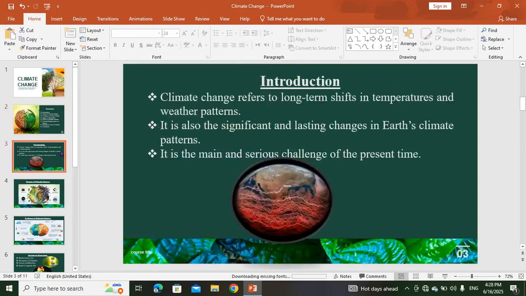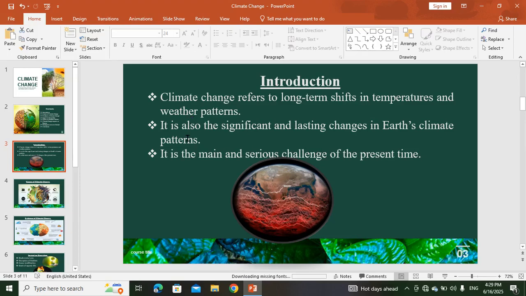So before discussing the introduction, we will have to know about the climate and the weather. Actually, climate is the long-term condition of the environmental factors or the ecosystem factors, while weather is the short-term condition of the factors of the environment. That may be the temperature, sunlight, air humidity, etc.